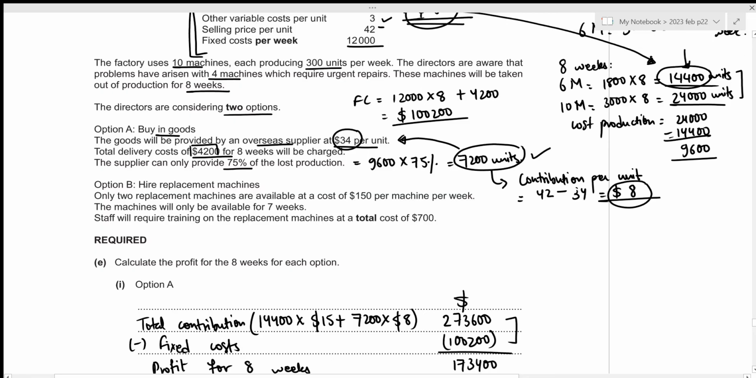So the second option is to hire replacement machines, and only 2 replacement machines are available at a cost of 150 per machine per week. Then the machines will only be available for 7 weeks. Okay, let's figure out our additional units.